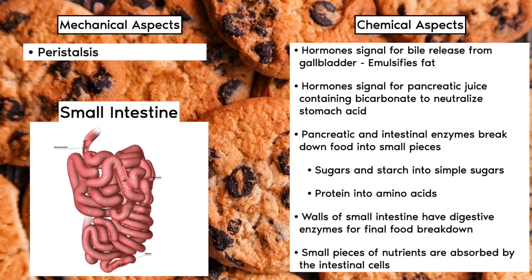Hormones can also signal for pancreatic juice. And the pancreatic juice will contain bicarbonate, which is a base, and that will help to neutralize the stomach acid so that the small intestine is not dealing with such an acidic environment. Then you have pancreatic and intestinal enzymes that break down food into small pieces.